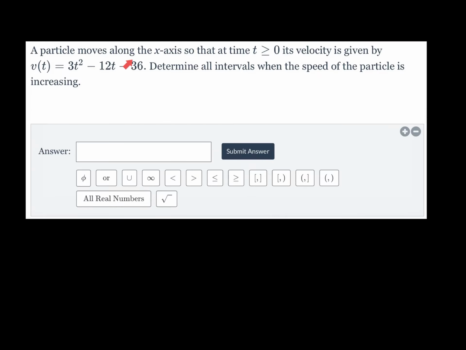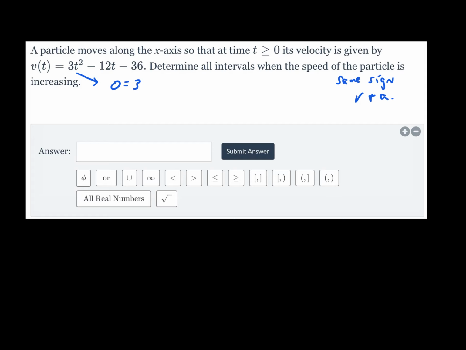Here we have a particle that's moving along the x-axis. Time is greater than or equal to 0, and they are giving us the velocity function. We want to determine all intervals where the speed of the particle is increasing. Well, the speed of the particle is increasing when we have same signs for both the velocity and the acceleration functions. So we're going to set these equal to 0. I'm going to start by setting the velocity equal to 0. And once you know we're at 0, then we can test points on either side to see if it's positive or negative. Then we'll do the same thing for the acceleration.